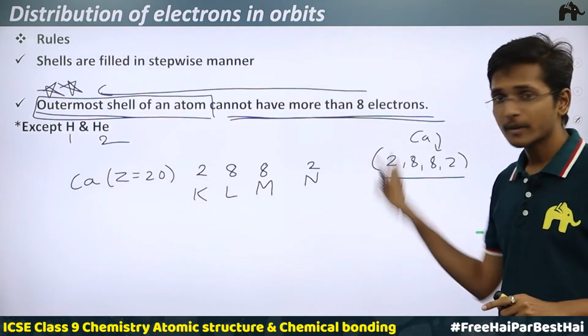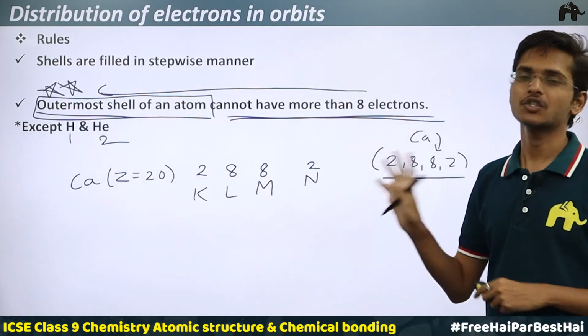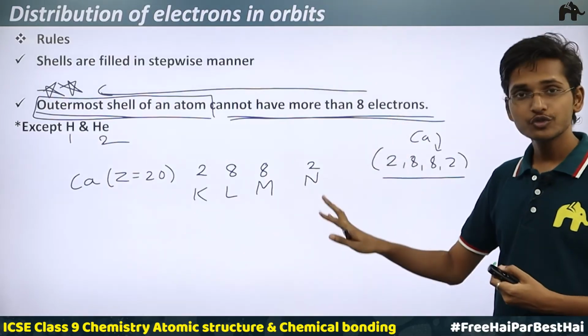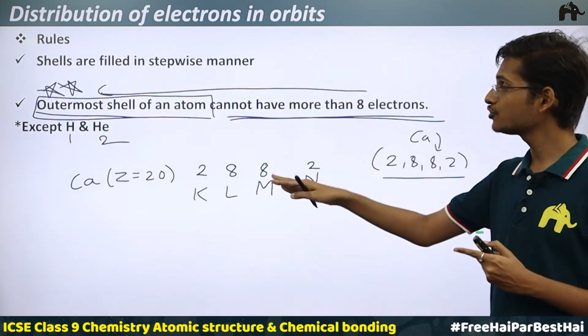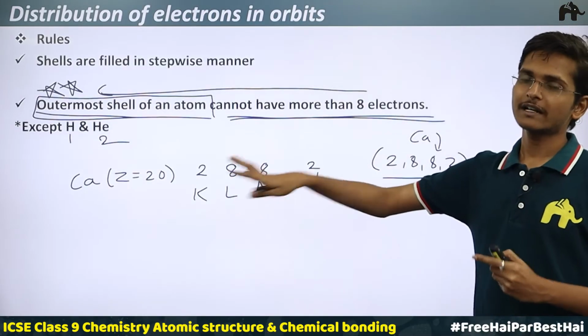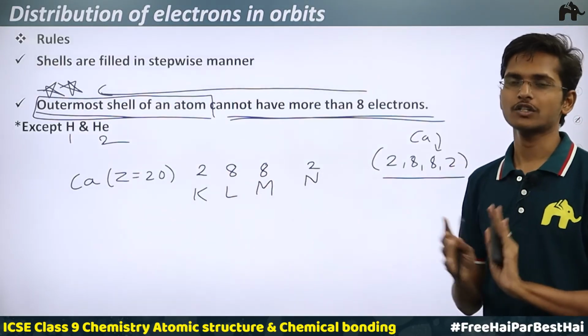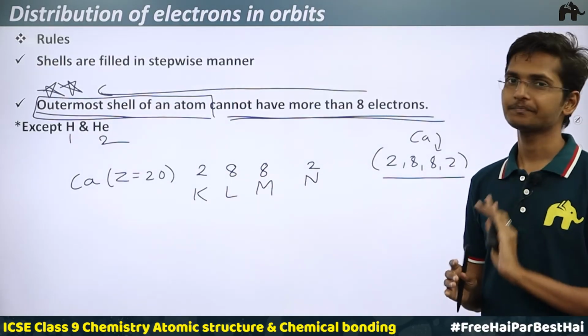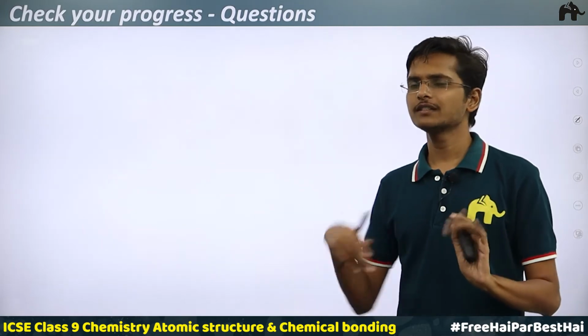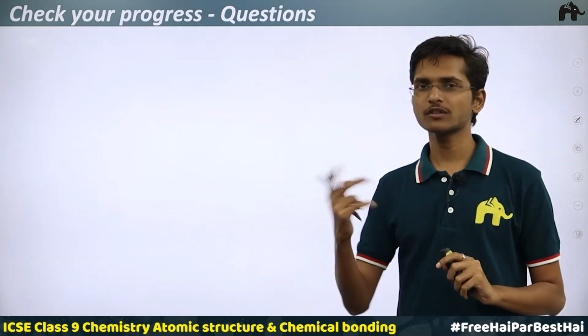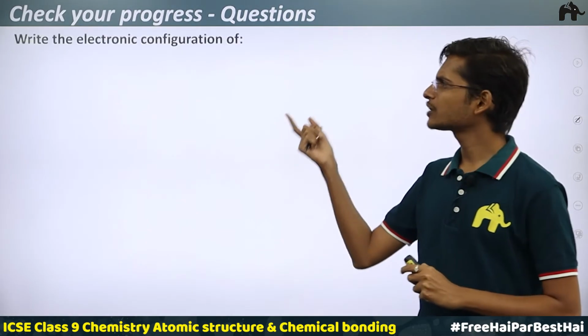I hope I have explained all the 3 rules, how to use those rules to correctly write the electronic configuration of an atom, of an element. Now we have seen how to distribute the electrons in the different orbits. So let's quickly go through some questions.